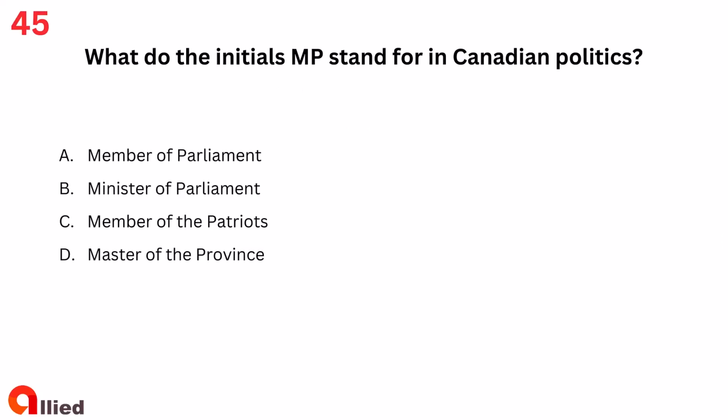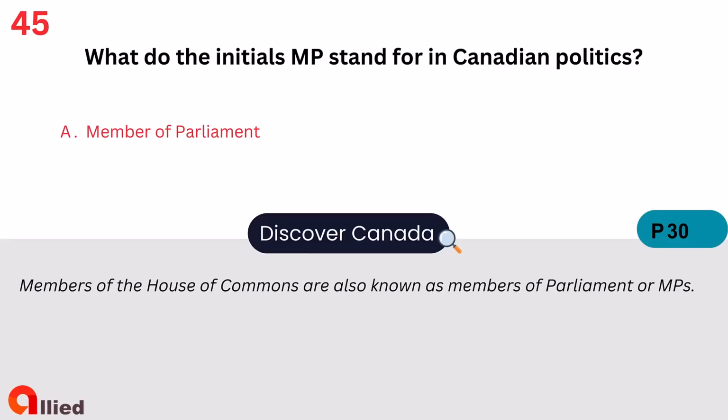Question 45. What do the initials MP stand for in Canadian politics? A. Member of Parliament. B. Minister of Parliament. C. Member of the Patriots. D. Master of the Province. The answer is A. Member of Parliament.